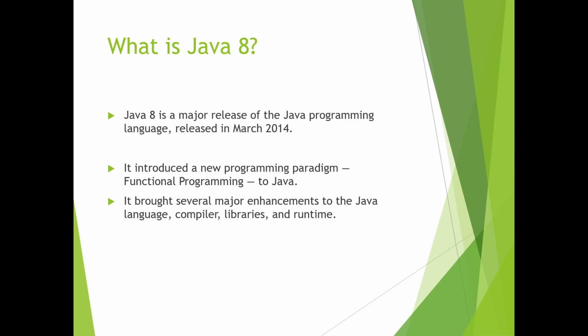Now let's try to define Java 8 in a mathematical way. Java 7 features plus functional programming plus new features. It introduced a new programming paradigm, functional programming, to Java. It brought several major enhancements to the Java language, compiler, libraries, and runtime.